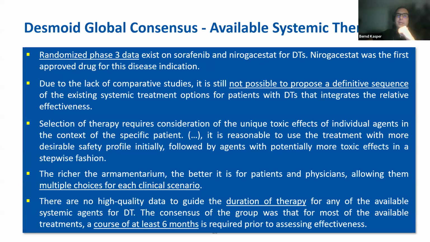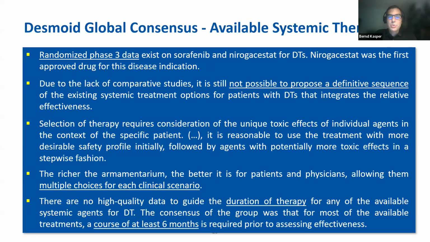If we go back now to the recommendations from the consensus initiative, I showed you now these two compounds where there is phase 3 data. However, we do not have comparative studies there. Therefore, it is not really possible to propose a definitive sequence of the systemic therapies we have. It was also mentioned that chemotherapies are used, and yes, we can also use chemotherapies. So we have a couple of different compounds and possibilities to use.